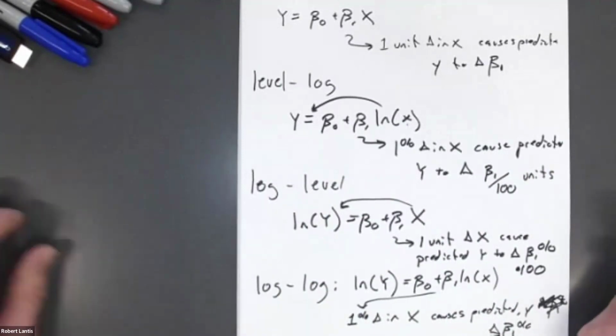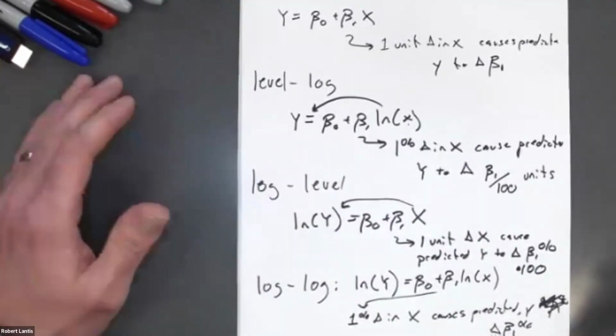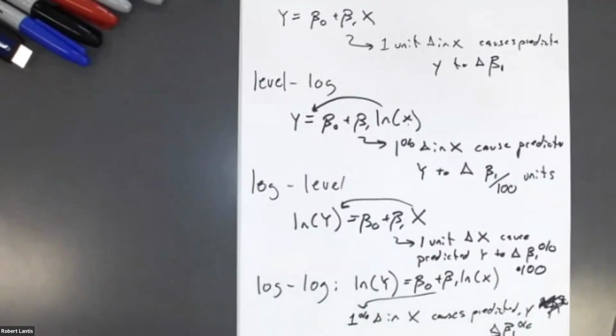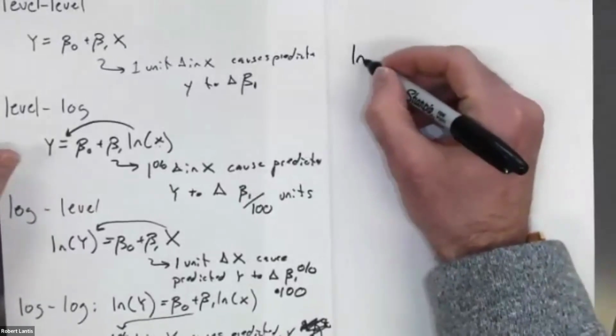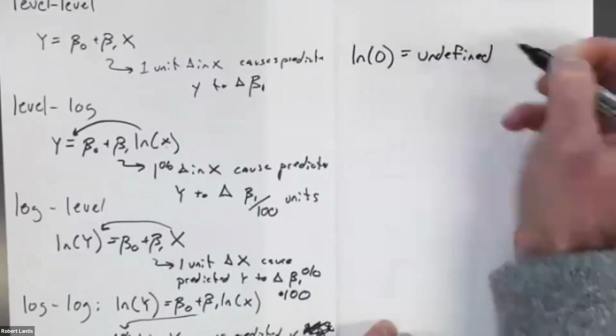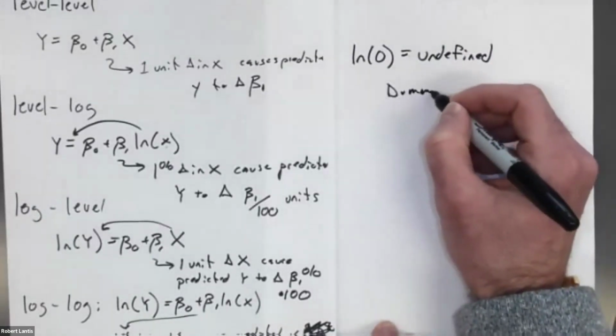Yeah, so what is going to be a problem with these level-log, log-level, log-log models? What variables can I not use? So the natural log of 0 is what? I think we went over this. We said that it is undefined, right? So I can't use variables that have zeros. So automatically, what is that going to rule out?